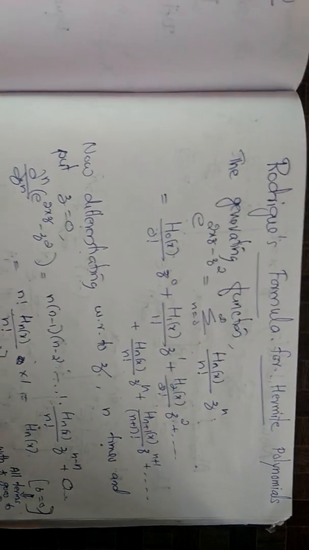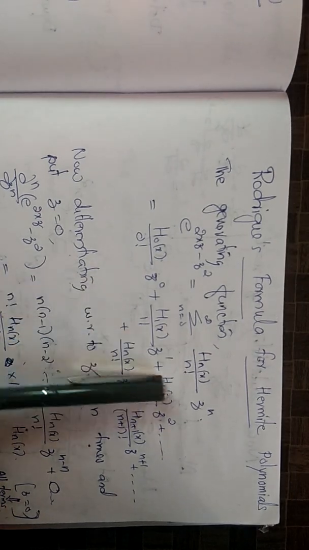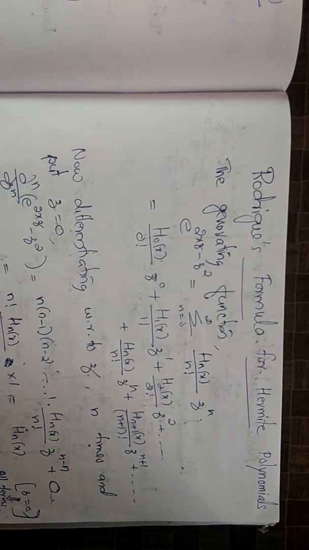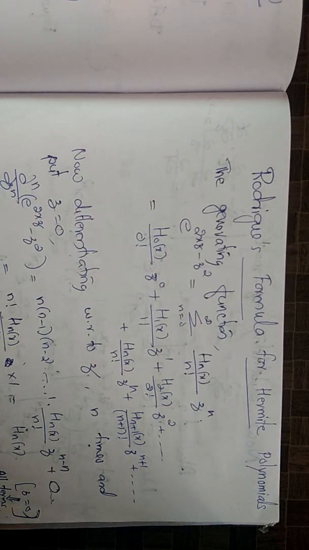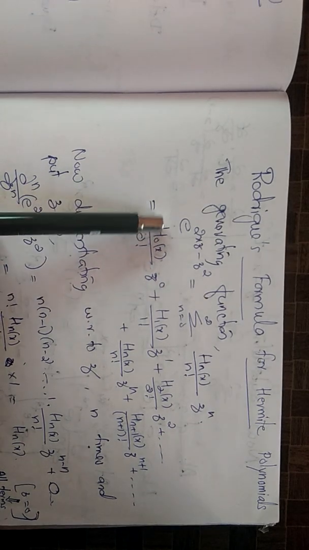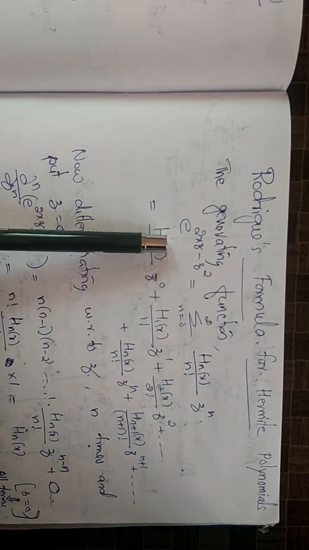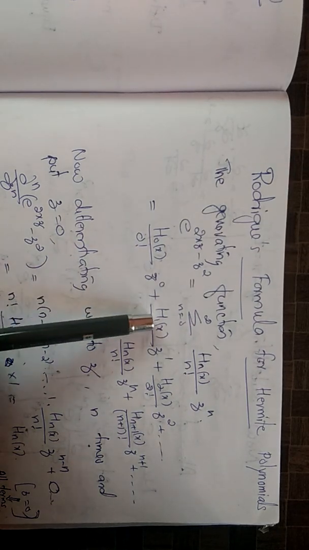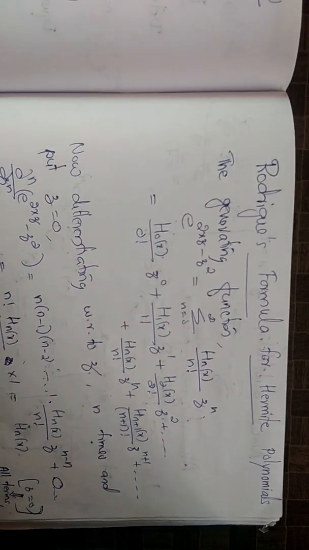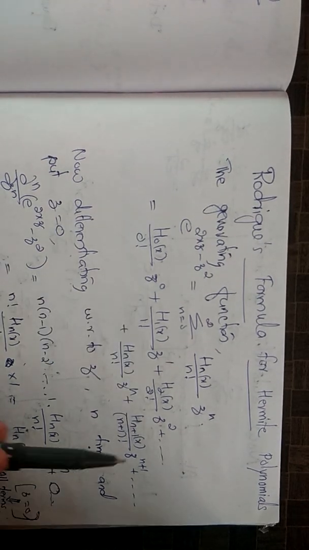Okay, today we will be discussing Rodrigues formula for the Hermite polynomials. We have seen the generating function of Hermite polynomials in the last lecture. The generating function for the Hermite polynomial is given by exp(2xz − z²) equal to the summation over n equal to 0 to infinity of Hn(x) divided by n factorial into z raised to n.